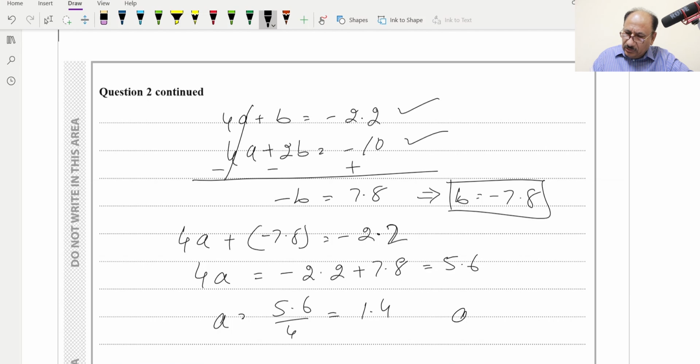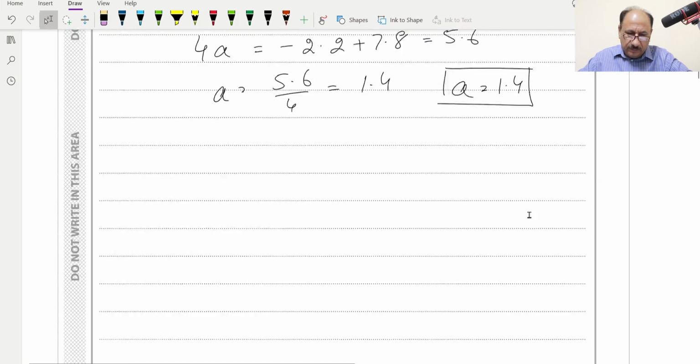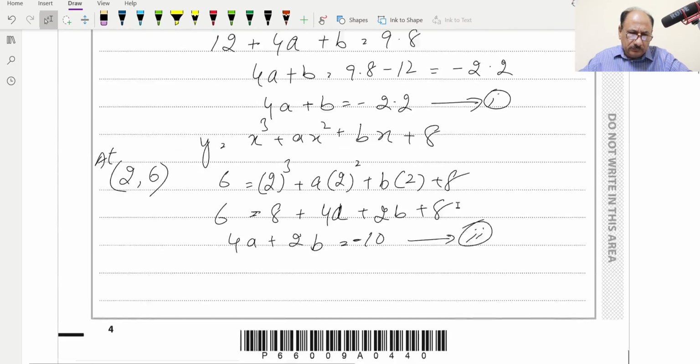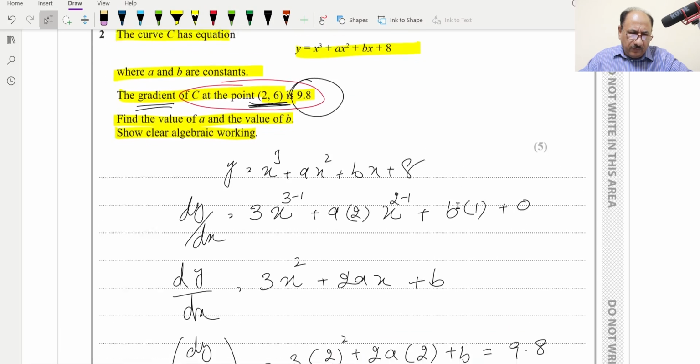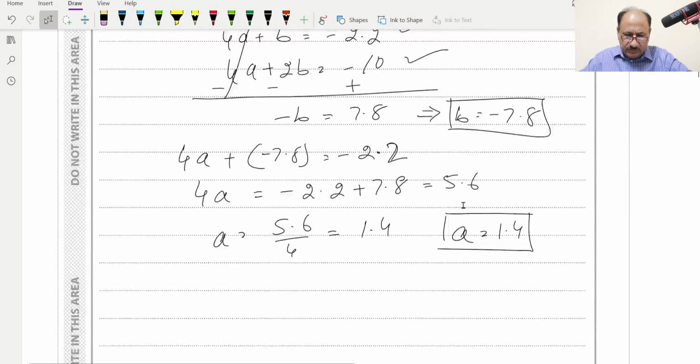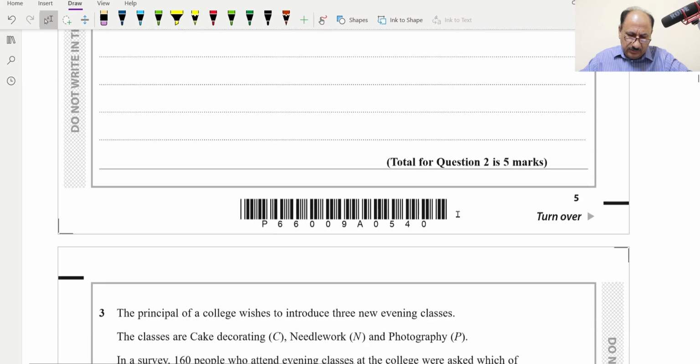1.4. So a is equal to 1.4 will be our second value, which we are done with. Now the values of a and b we found. This is over. Now this question is done. Now we can move to question number 3.